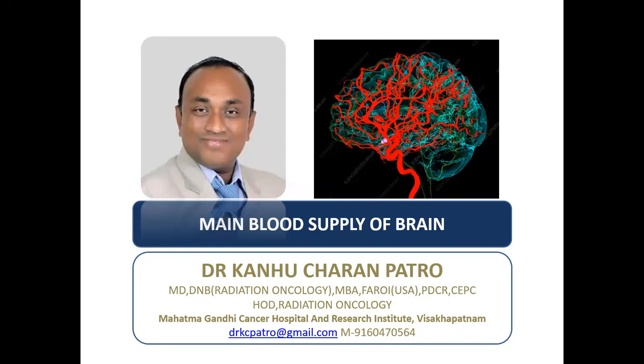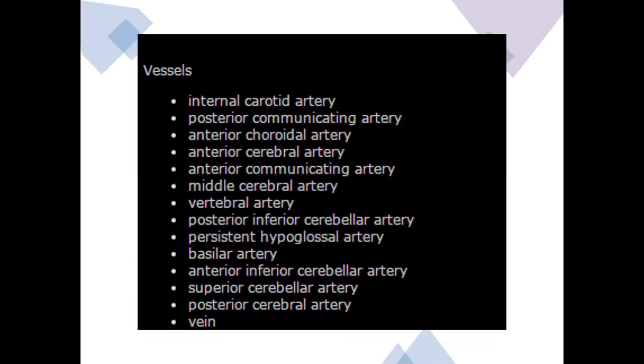Today, I am going to tell about the main blood supply of the brain. I am not going into the tidbits, but I am going to tell about the part that a radiation oncologist should know and understand. Two parts are mainly important for the blood supply. One is the vertebral component, and one is the internal carotid artery component. These combine together to form the arterial supply of the brain.